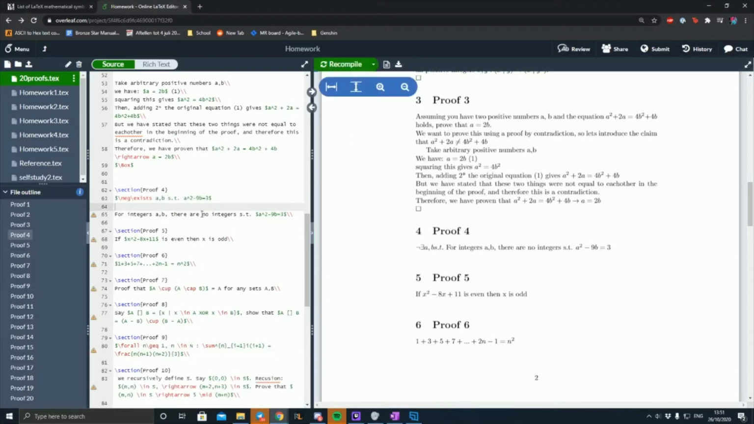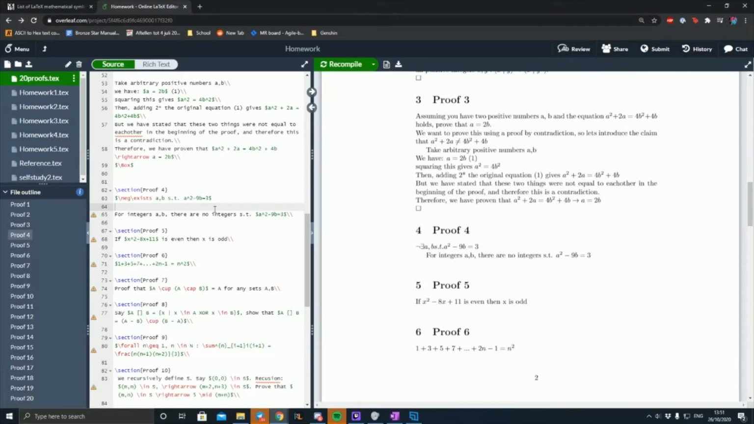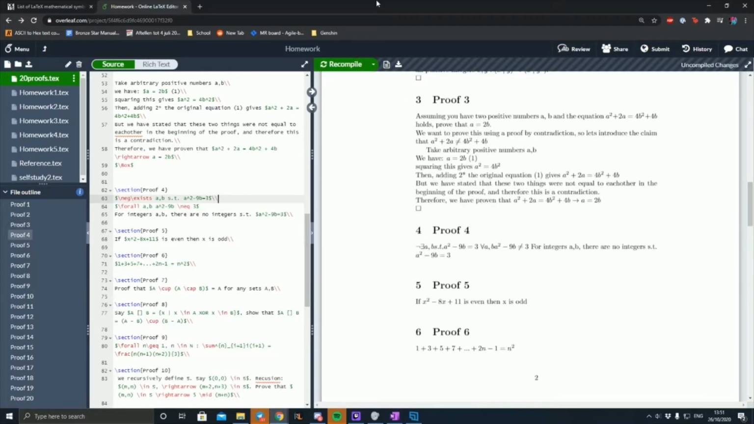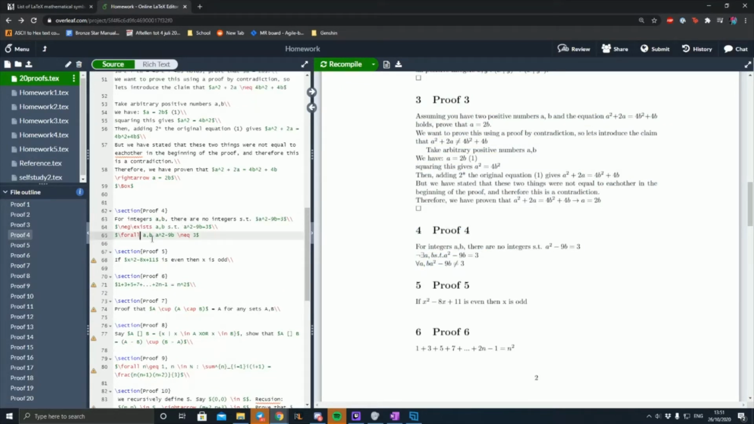So this is the same as saying, because as we know, taking the negative of an exist is equal to for all the negative of this part. So this is the same as saying for all a, b, a squared minus 9b is not equal to 3. Now the question is, which one is easier for us to prove? These are integers, so I think this one would be easiest to prove.